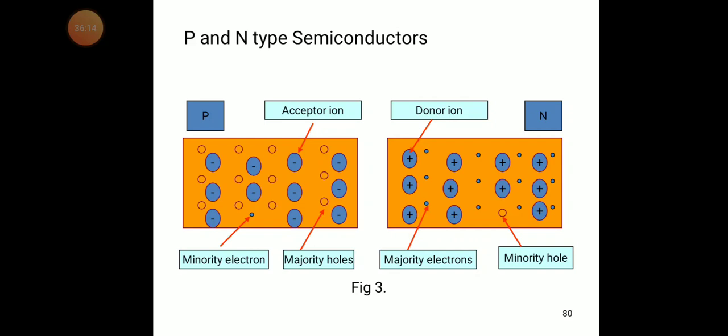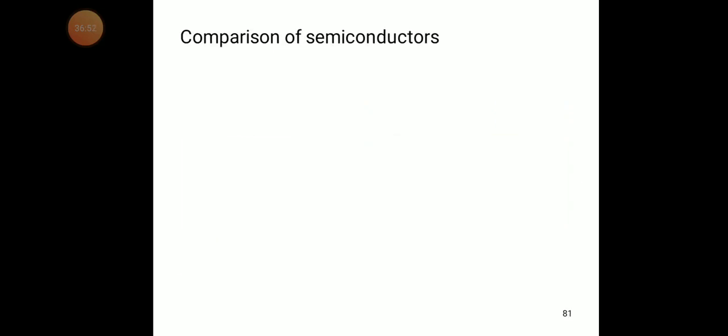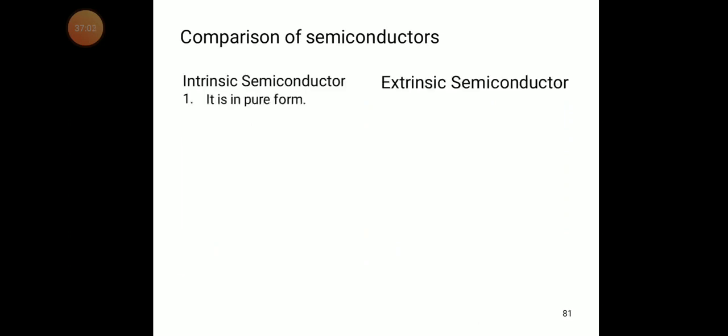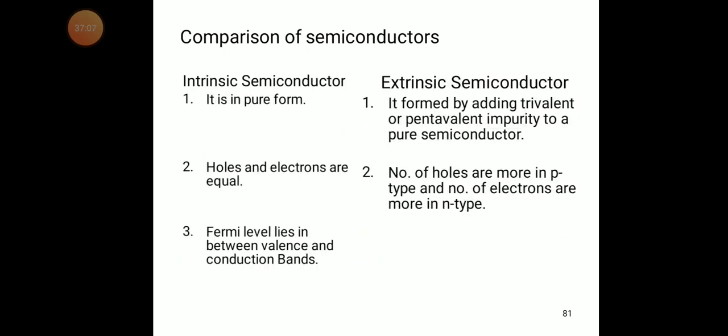Coming to the n-type material, the atom donates one electron, so that becomes the donor atom, a positive donor ion. These are the immovable ions. The meaning is that immovable positive ions are there and movable electrons are there in the n-type material. In the p-type material, negative immovable ions are there and positive movable charge carriers are there. This is the comparison of p and n type with diagrams: acceptor ion, donor ion, minority carriers, majority carriers. Already we have seen this comparison.